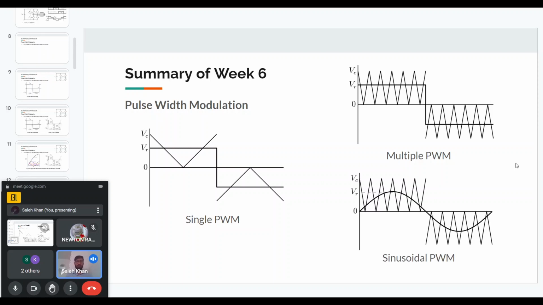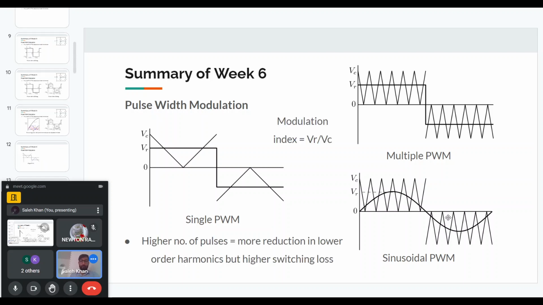And finally, we can have a sinusoidal PWM, where the reference is also varying. Instead of having a constant reference, it is varying sinusoidally. So our pulse width will also vary sinusoidally, and the space between the different pulses will also change. In this case, we will get even better harmonic performance.